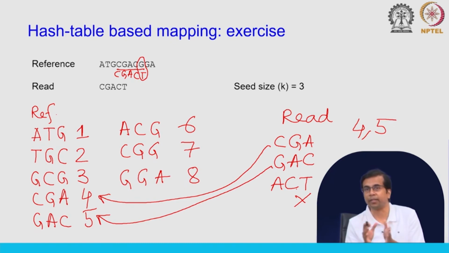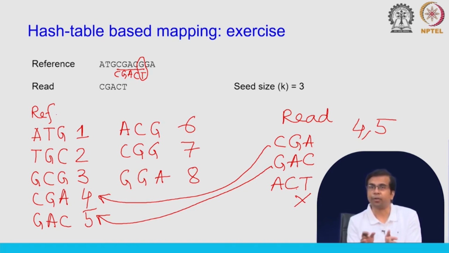So in this simple example, I hope it's clear how you would generate this hash table for the reference sequence, and then how to generate the seeds for the read, and then how you map these seeds to the reference hash table, and in that process you will identify the location of the read.